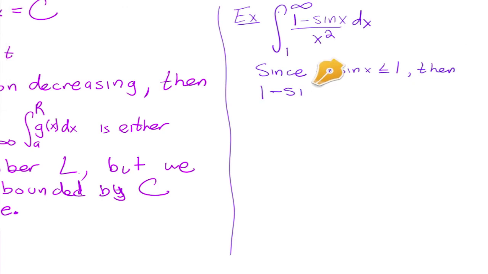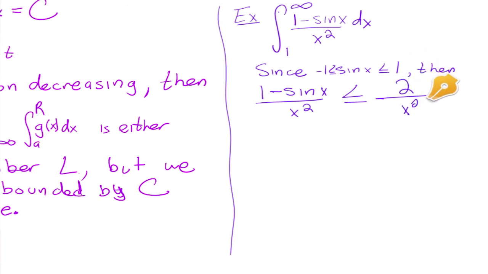then what is (1 minus sine x) over x squared? This is always less than or equal to what? 2 over x squared, right? Why is it 2 over x squared? The biggest value you're going to get there is if you have a negative 1, it gives you a 2 on the top. Yeah, so the bottom, you just leave it alone, right?